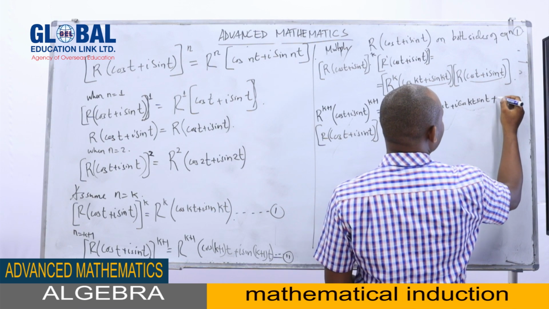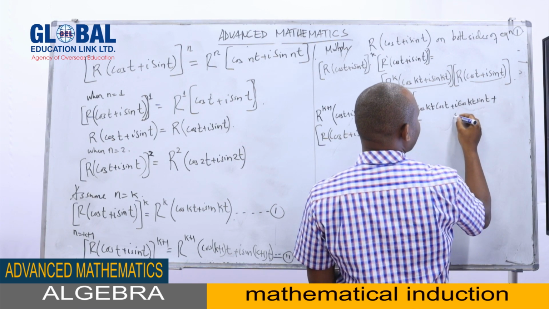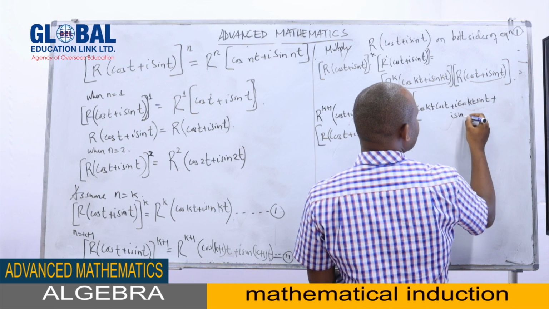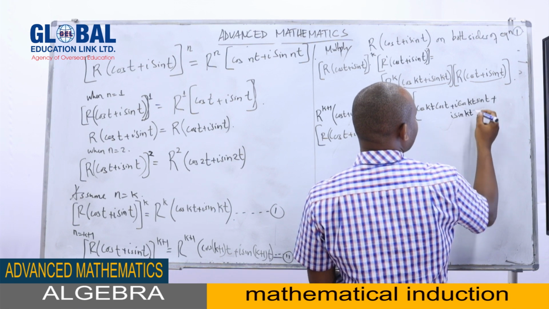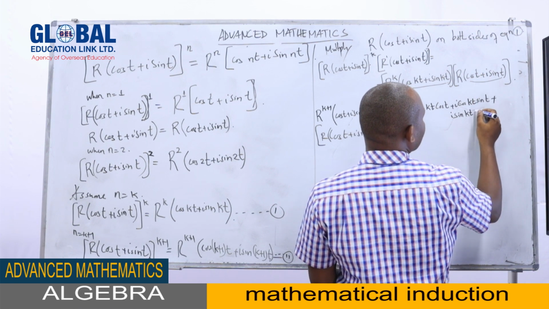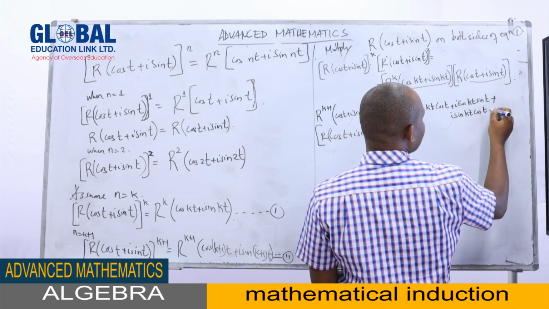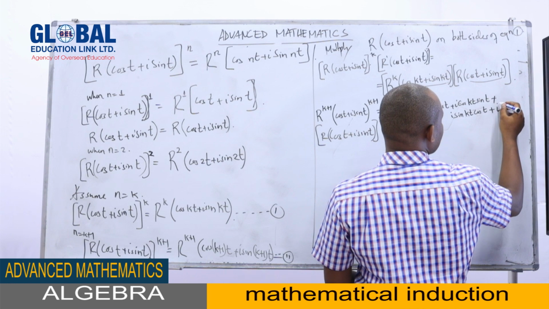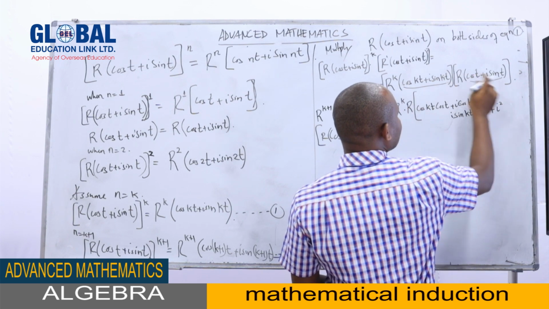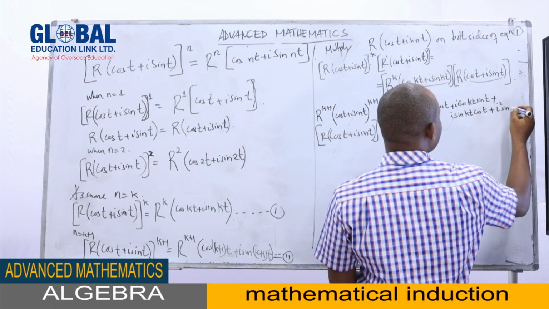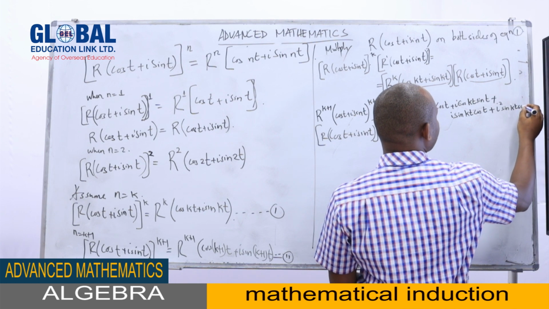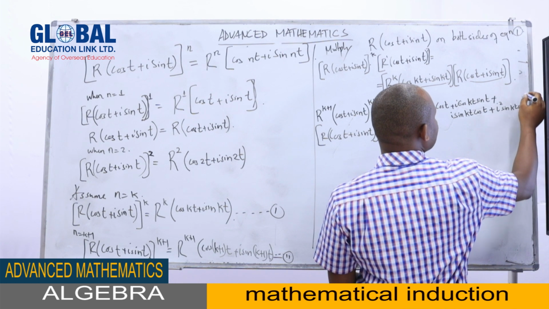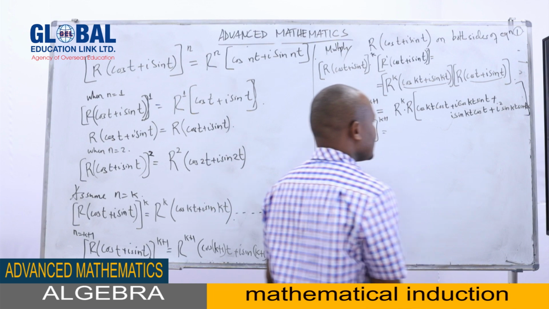That means we have i sine kt cos t, plus i and i, it is i squared. Then sine, we have sine kt sine t, and all of this is in brackets.